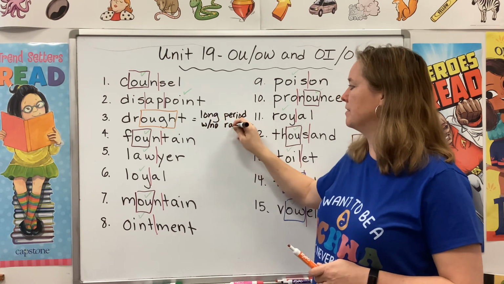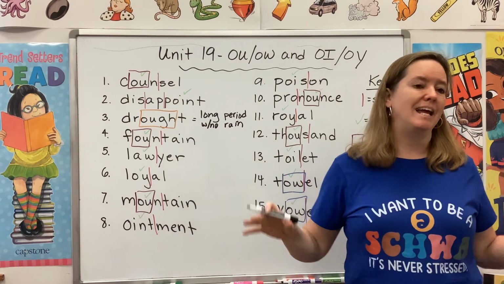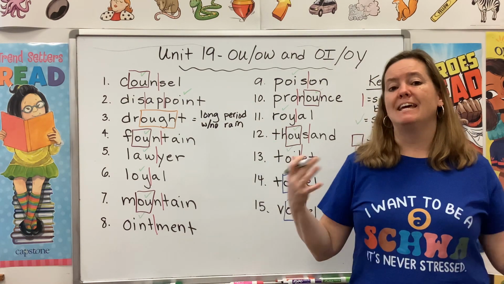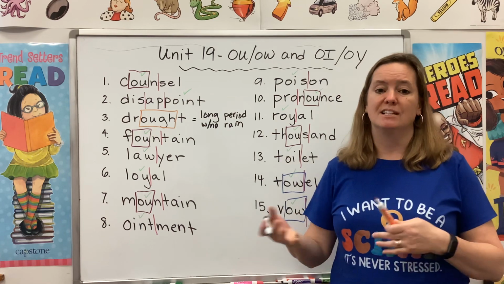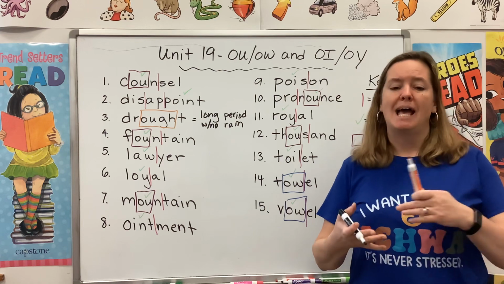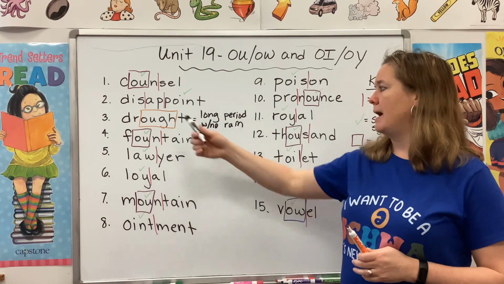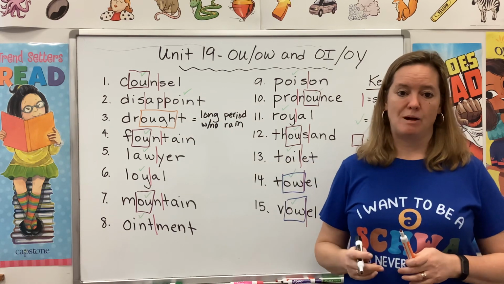A long period with no rain. So there are parts of California that don't get rain for many, many months, and they experience a drought. And obviously a drought is really bad for the farmers who are trying to grow crops and for the towns that are trying to bring fresh water to their people. That would be a drought.